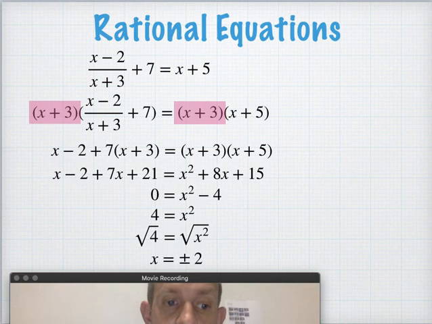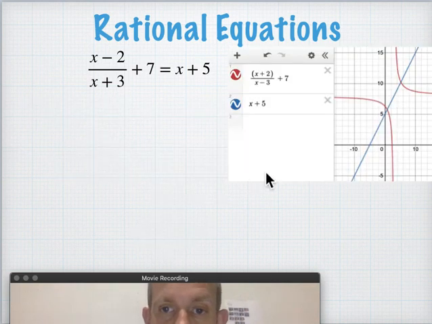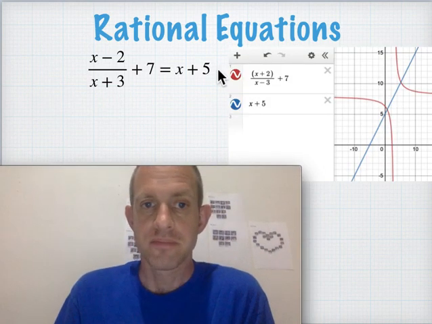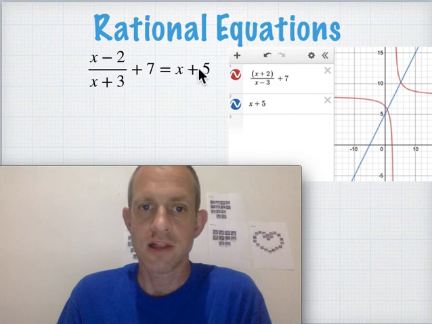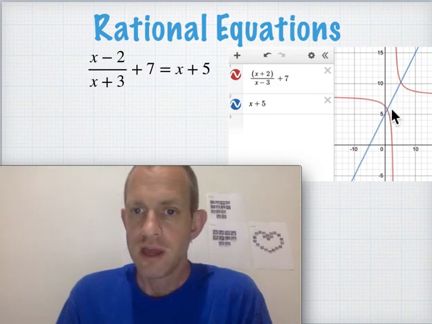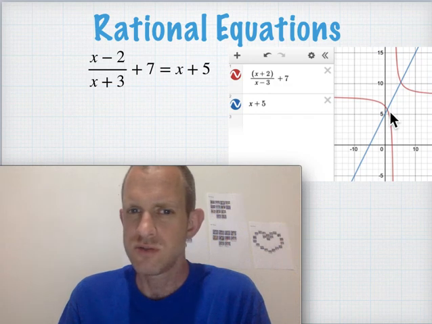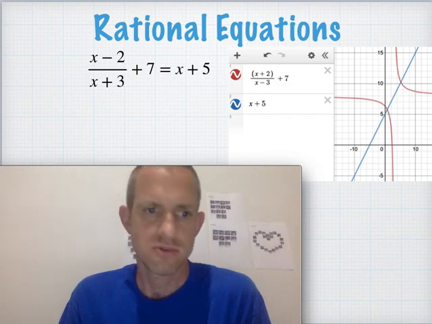So, real quick, here's the picture of that. And you can see the rational expression here is that curve that has asymptotes, vertical and horizontal, and then the line x plus 5 is here in blue, and they happen to intersect right here, which I believe is 2 and negative 2. Wait a minute.